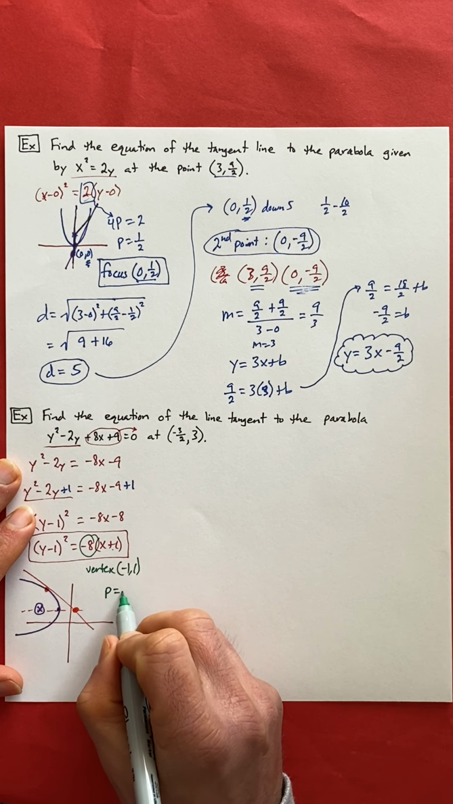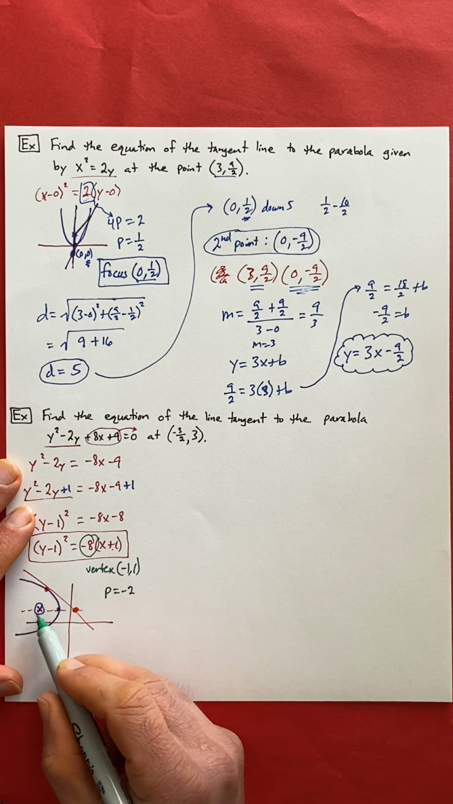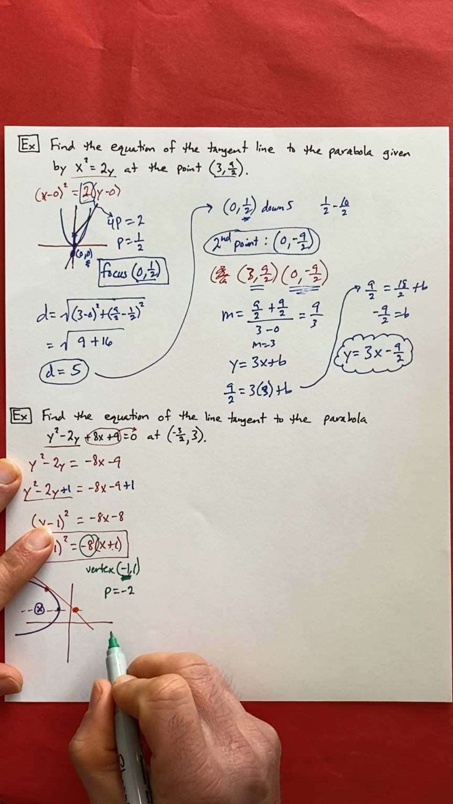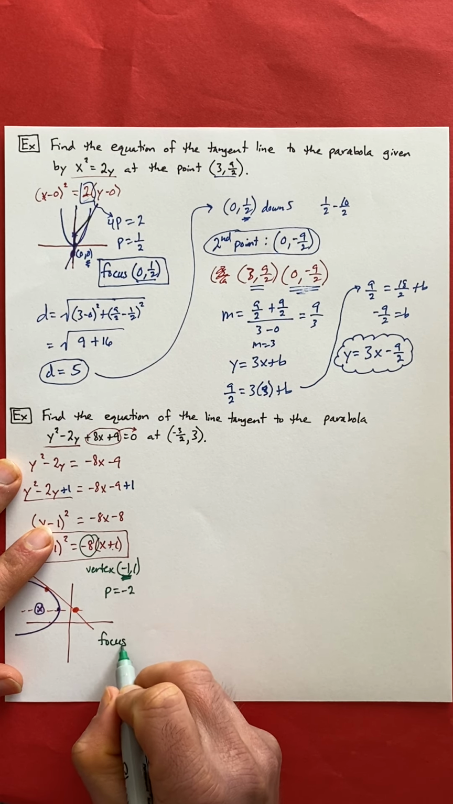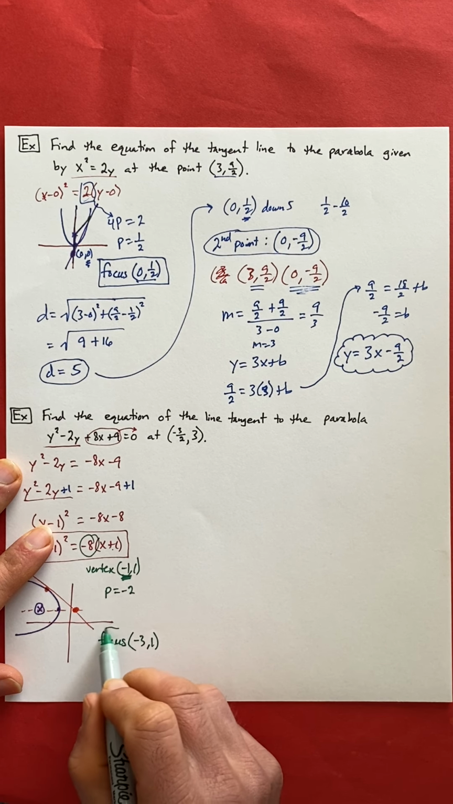That means I know p is equal to -2, and I can see on my picture, since I graphed it accurately, I'm going to the left, so I should be subtracting 2 from that number. That means step number 1, my focus is going to be -3, 1. There's the first thing I'm looking for.